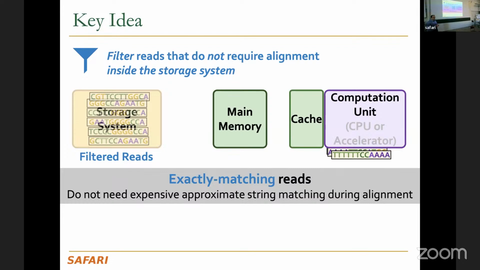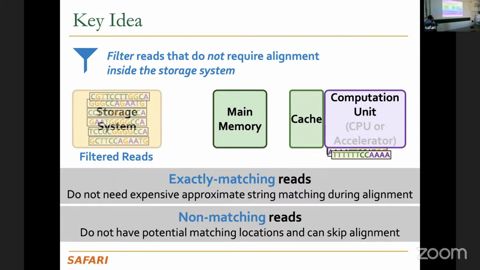There are two types of reads for which we don't need to do approximate string matching. First, reads that have exactly matching positions, so we don't need the expensive approximate string matching during alignment. Second, reads that are non-matching, which in the end are not going to be matched or aligned to the reference genome, so we don't need to send them to the computation either. In GenStore, we aim to identify those exactly matching and non-matching reads and filter them, reducing a lot of data.